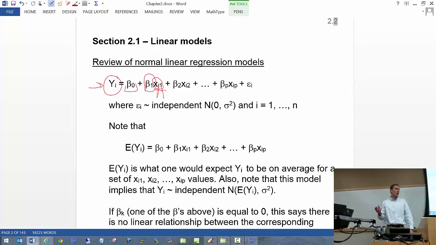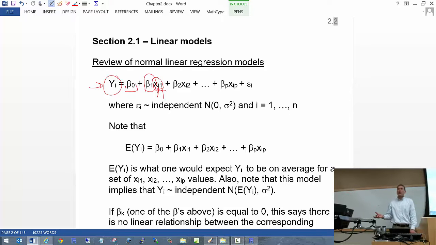Well, basically x1 is not affecting y. If beta 1 was equal to 0, if you take 0 times x1, what happens? You get 0. Okay. So that means x1 is not going to have an effect on y.